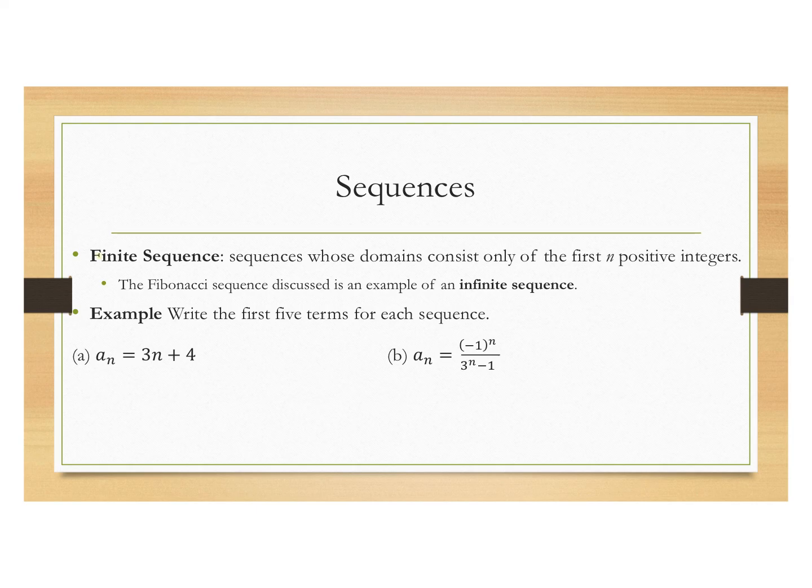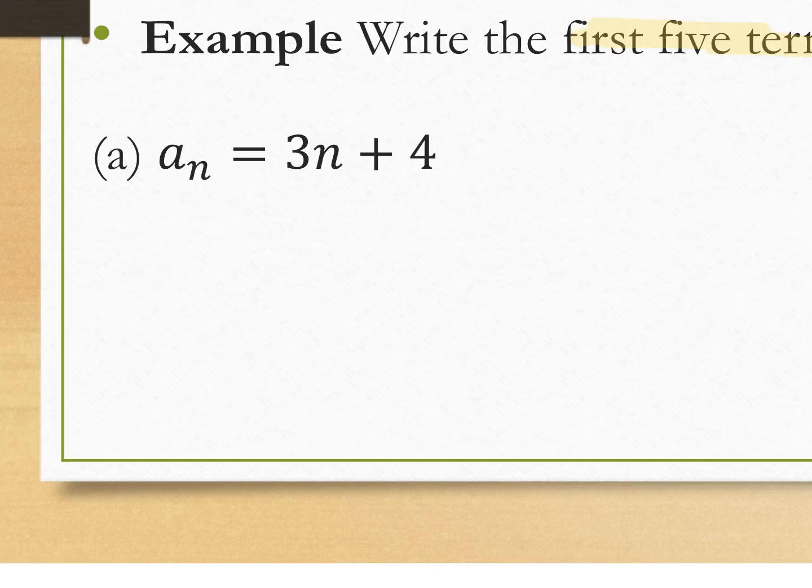Now, a finite sequence is a sequence whose domain consists only of the first n positive integers, meaning it stops. Okay, so the Fibonacci sequence, as discussed earlier, is an infinite sequence because it will continue going. And now we're ready for our first type of problem, in which we're just going to write the first 5 terms of the sequence. So when we write the first 5 terms, I'm just going to replace everywhere that you see an n with a 1.